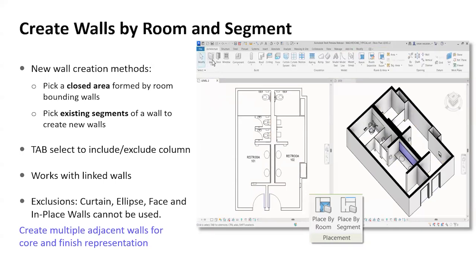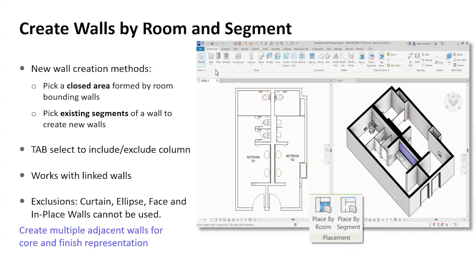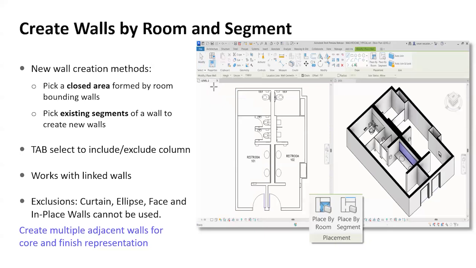Some notes, though. You can only pick walls that are cut by the associated level when you're in a plan view. Walls need to have the room bounding properties enabled. Currently, curtain walls, ellipse walls, face walls, in-place walls, and room boundary lines cannot be picked for this action.